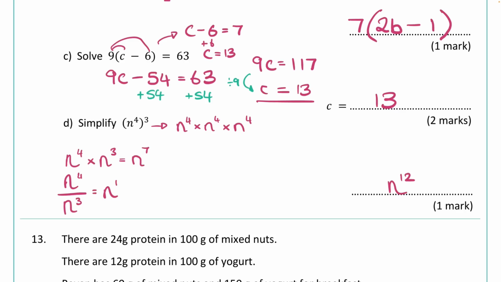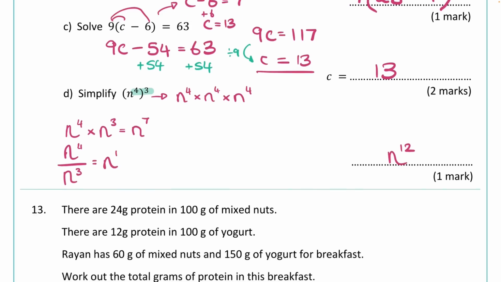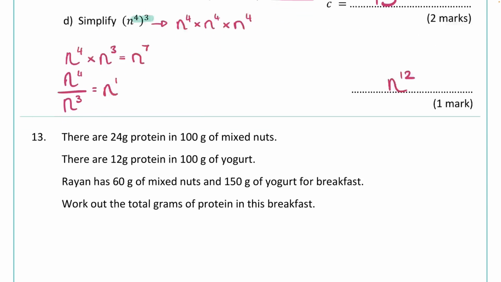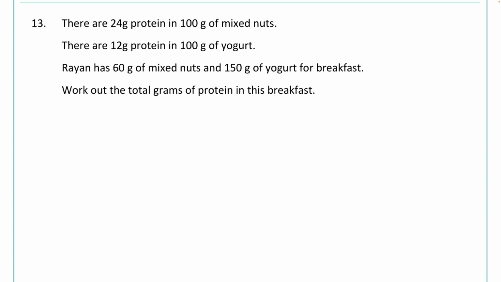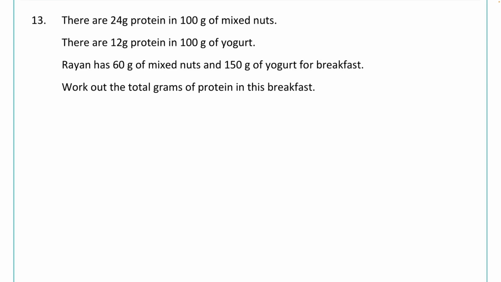Now the quick way of doing that is just to multiply these powers here, so 4 times 3 is equal to 12, which of course is the same as just adding up 3 4s. But there we go, when it's in brackets, multiply the powers, and n to the power of 12 is our final answer. Our next question is looking at some direct proportion, and of course this has some real life context.